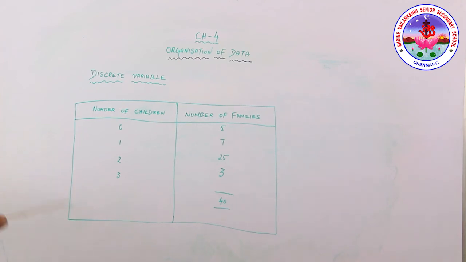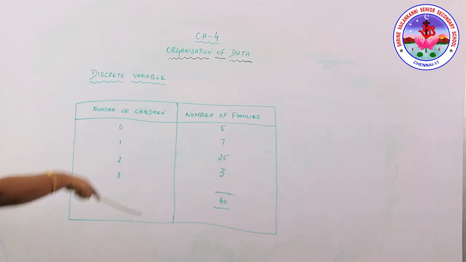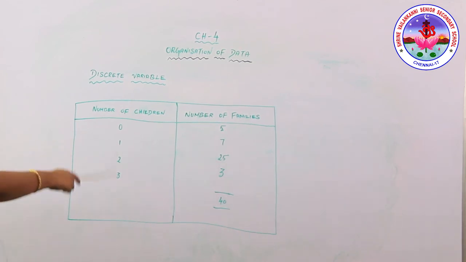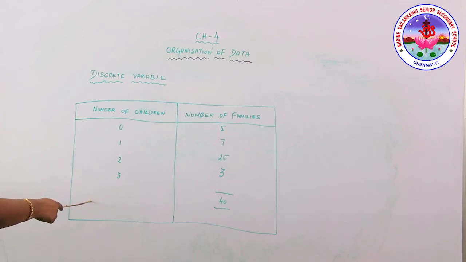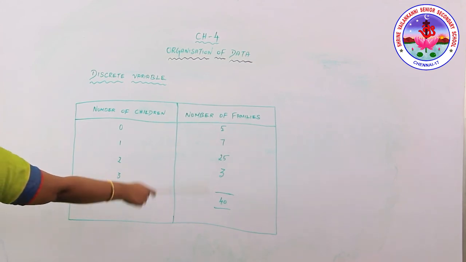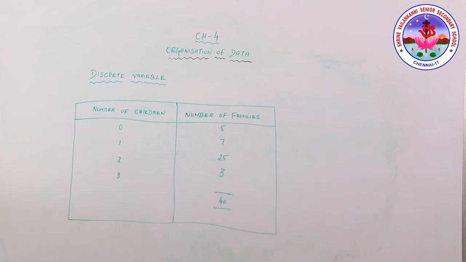Of course, the number of children in a family can be 1, 2 and so on, but cannot be in the form of 1.15 or 2.75. That's what the number of children and number of families is, denoted in the table. So total families is 40. We'll be calling it a discrete variable. So a discrete variable is one that takes only exact values, not any fractional value.